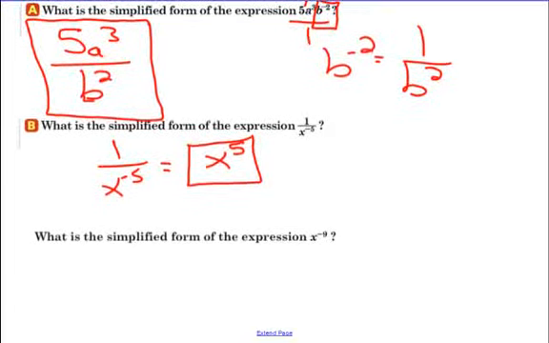So as we look at the last one, what's the simplified form of the expression? This is over 1, bada bing, bada boom, 1 over x to the ninth.